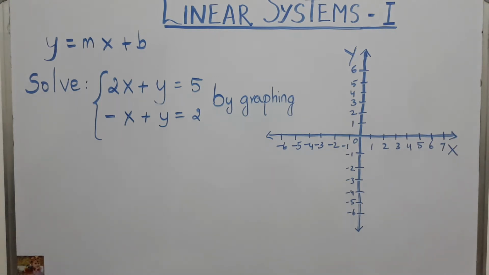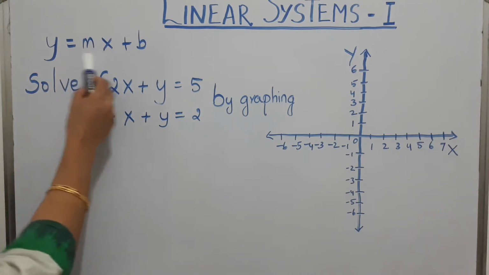A system of equations is a set of two or more equations that use the same variables. If the graph of each equation in a system of two variables is a line, then the system is a linear system.